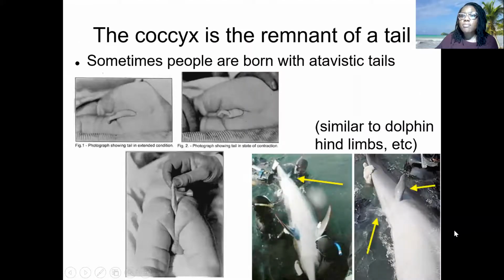Now the coccyx is really a remnant of the tail. So when we were developing in utero, we developed with a traditional tail like some of the other animals in the animal kingdom. But by the time we are born, that completely atrophies and disappears, and we aren't born with that visible tail. Now some rare instances do occur where we have fetuses or infants born with the persistence of this tail. We call this an atavistic tail, which is really just the persistence of a part of the coccyx structure.